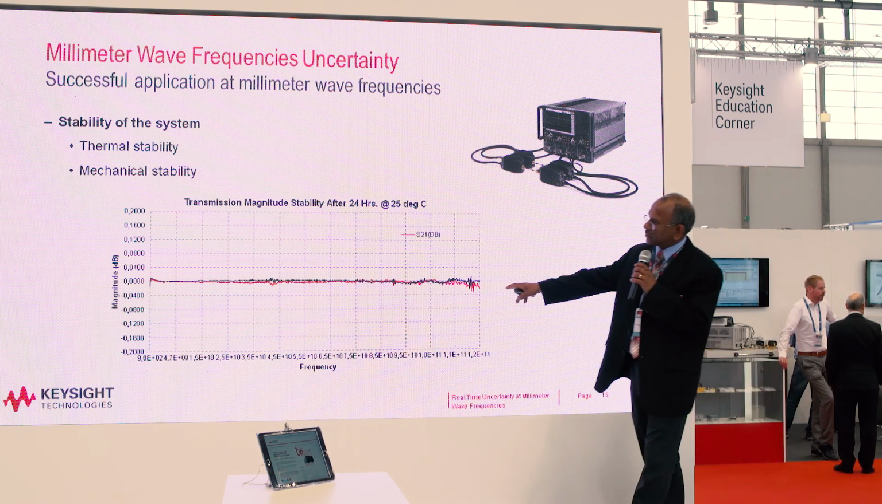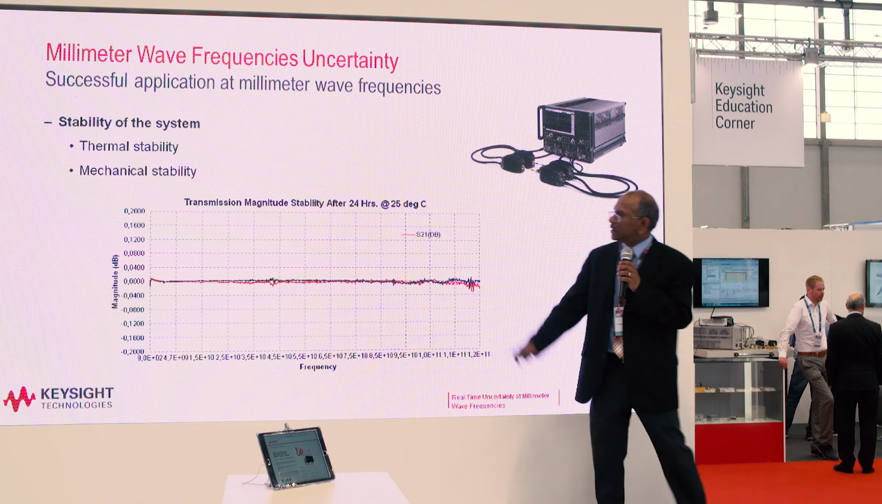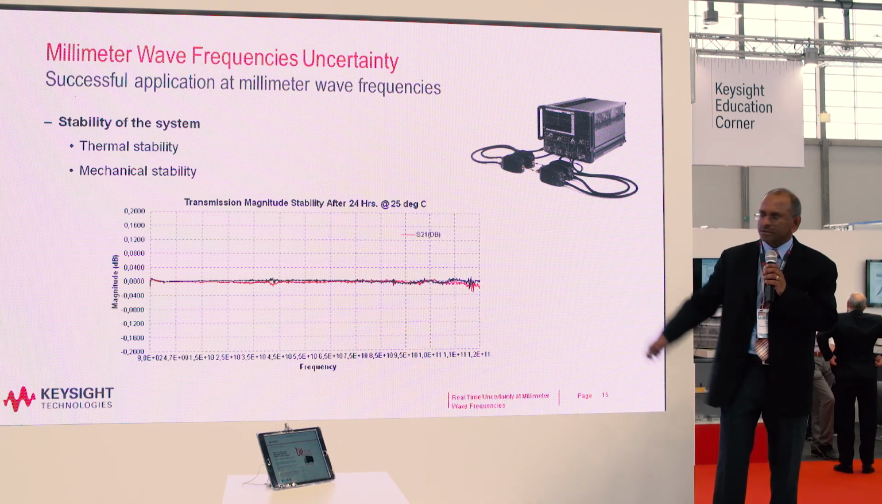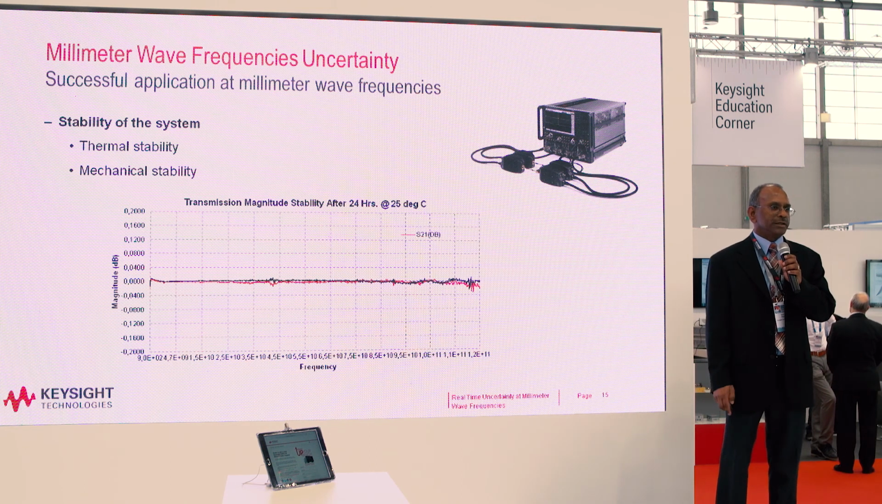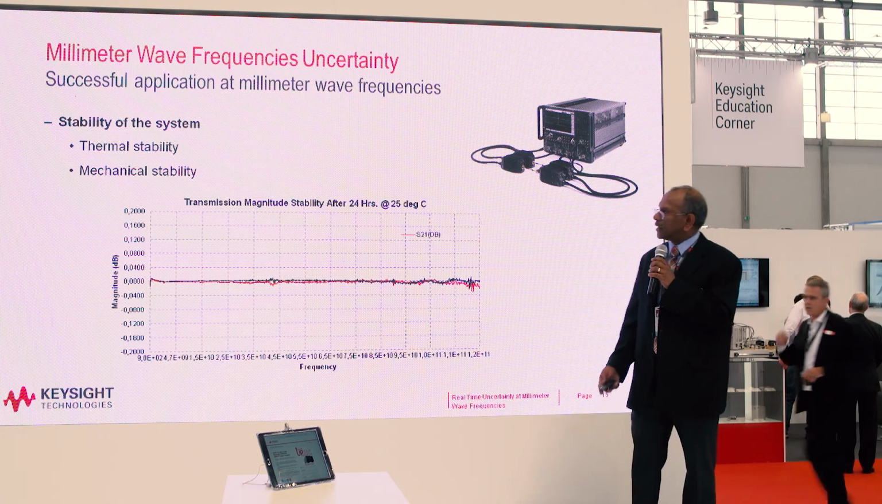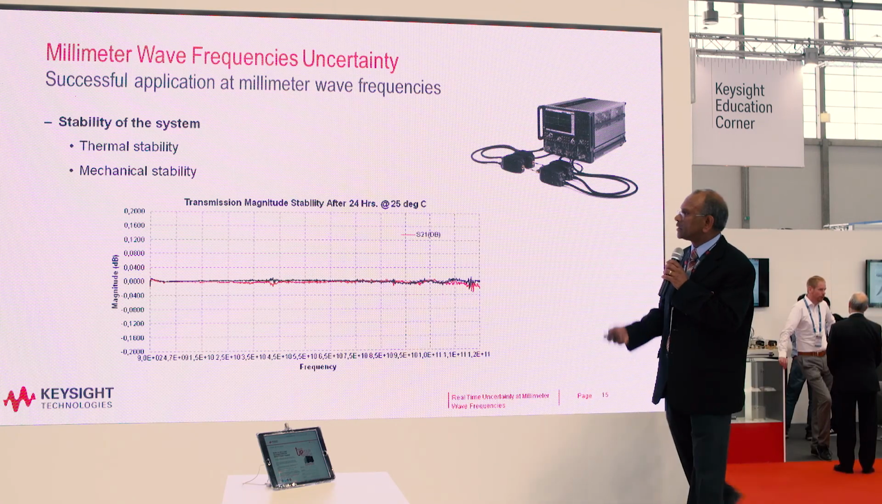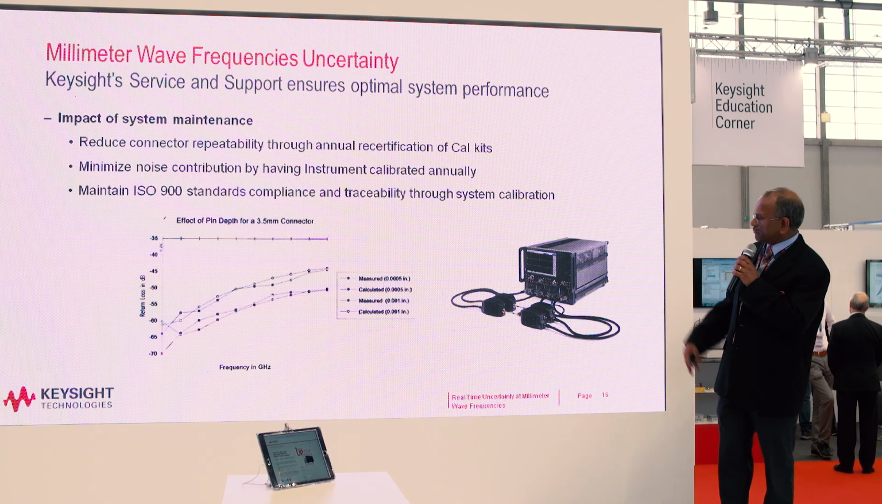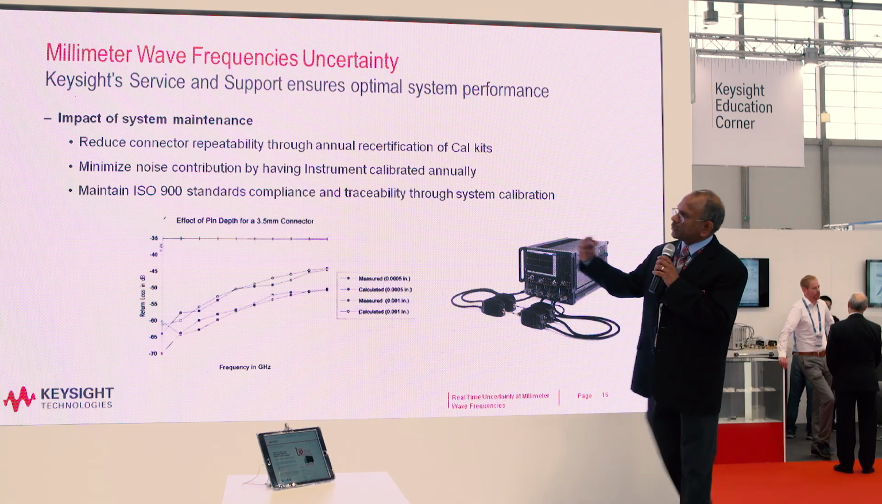The other thing is the actual thermal stability. And here you're looking at transmission stability through a cable, and that's 24 hours at 25 degrees. And you can see what the stability looks like. So from a millimeter perspective, to ensure your uncertainties are good, you've got to make sure you have good implementation of the hardware.